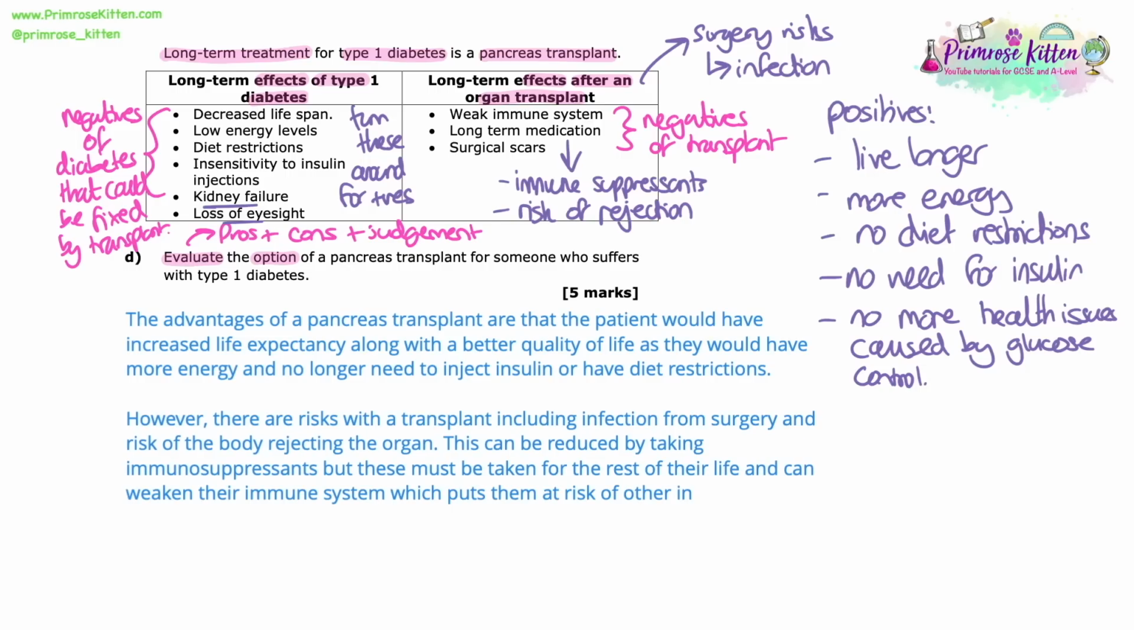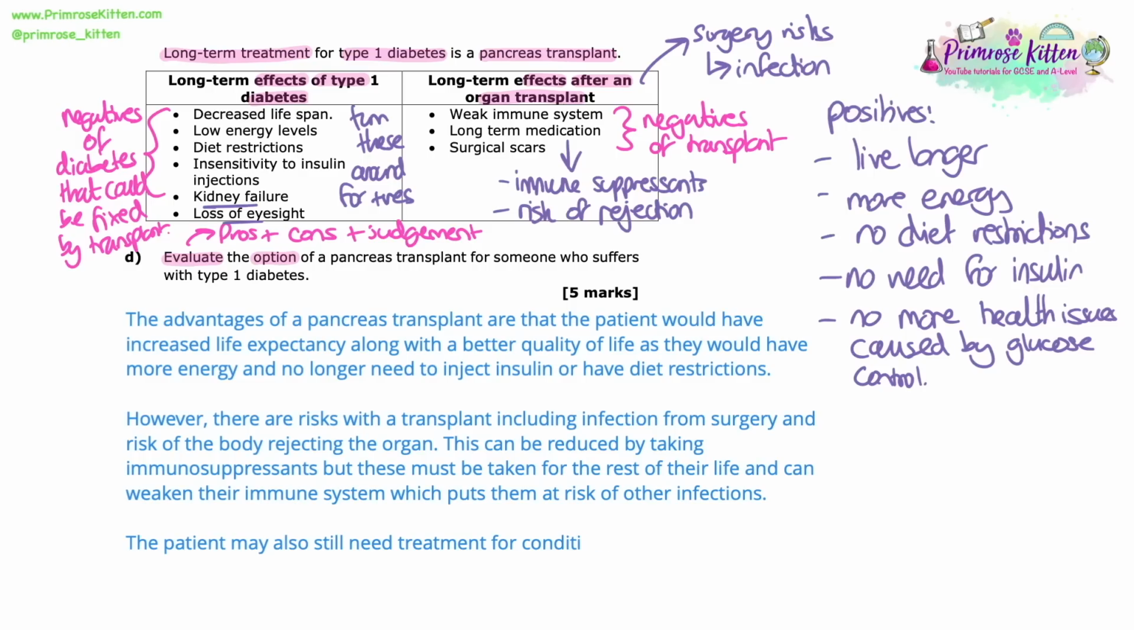So then I'm going to start saying what some of the negatives might be. So, however, there are risks with the transplant, including infection from surgery and risk of the body rejecting the organ. This can be reduced by taking immunosuppressants, but these must be taken for the rest of their life and can weaken their immune system, which puts them at risk of other infections.